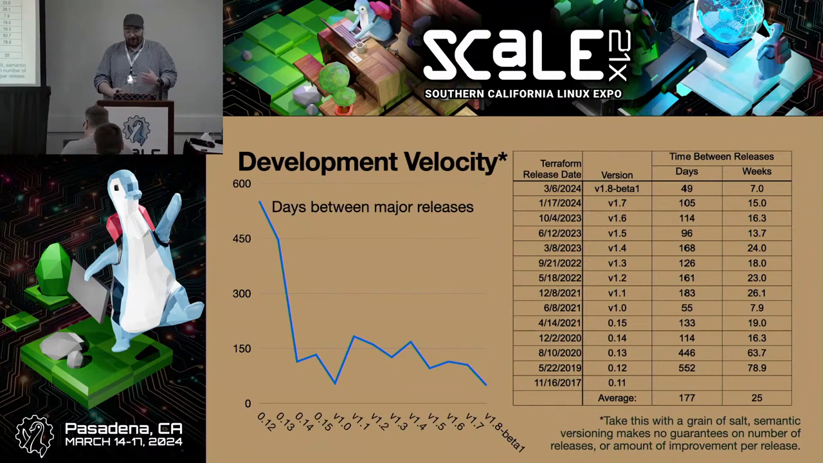But counting roughly days between releases, we have seen that 1.5.5 was when they announced that they would switch over, starting with 1.6, and 1.6 was released on October 4th of last year for HashiCorp. Then at the beginning of this year, they released 1.7. They're already on track with 1.8. The beta just came out 2 weeks ago. And as we can see, all of a sudden that increase is happening over time.